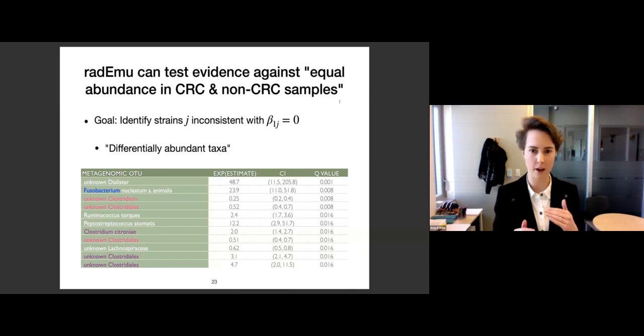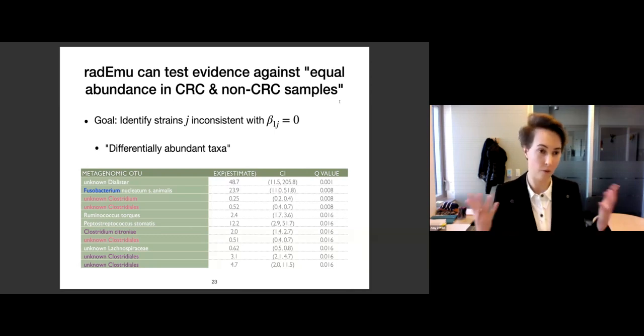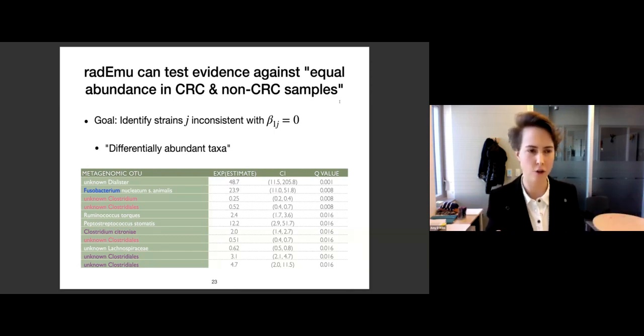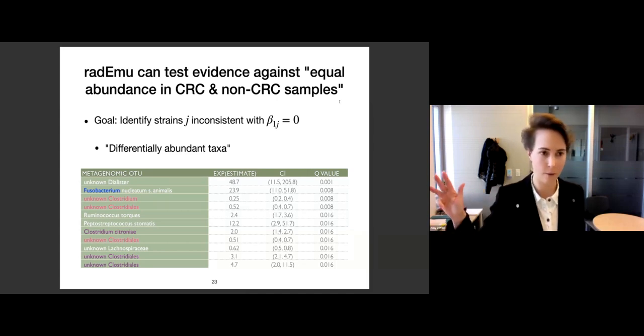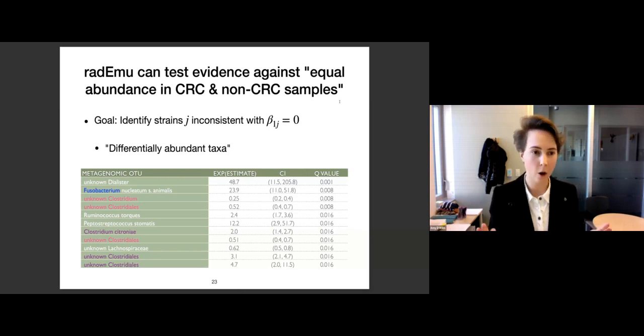So now we're thinking about hypothesis tests, which I've alluded to but haven't formally introduced. RadEmu can test evidence against the null hypothesis of beta_kj equaling 0, or equivalently that strain J is present in equal abundance in colorectal cancer and non-colorectal cancer samples that are matched on age, study, adiposity, gender, and so on. Our goal here is to identify microbial strains that are inconsistent with this null hypothesis, strains for which we would reject this null, and we're going to call those differentially abundant taxa.